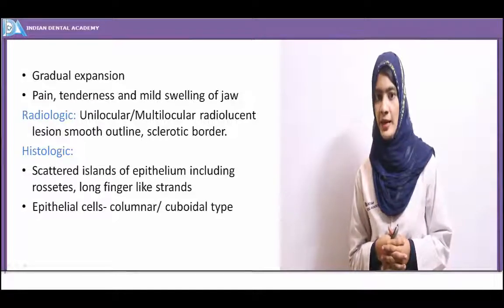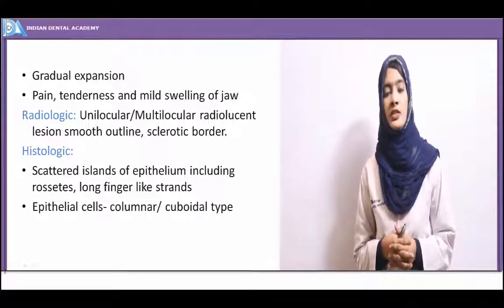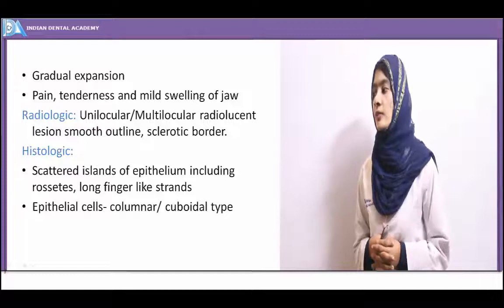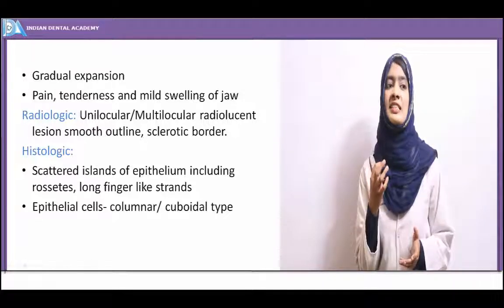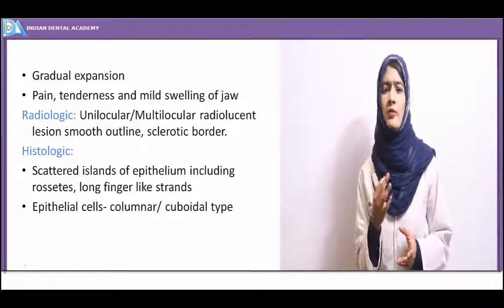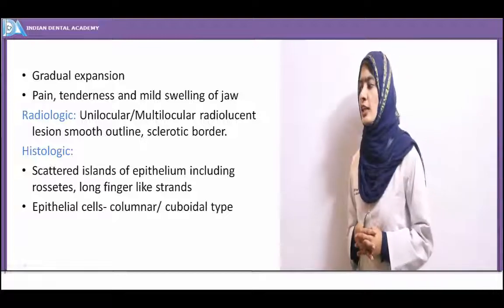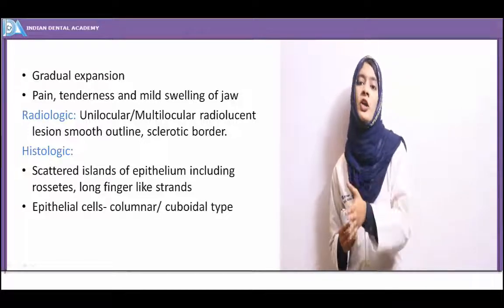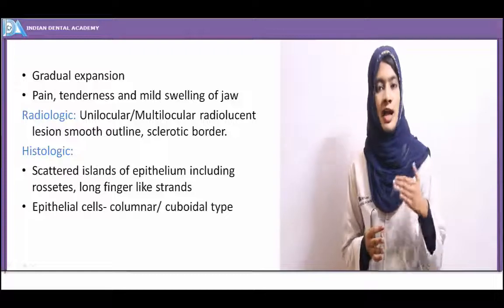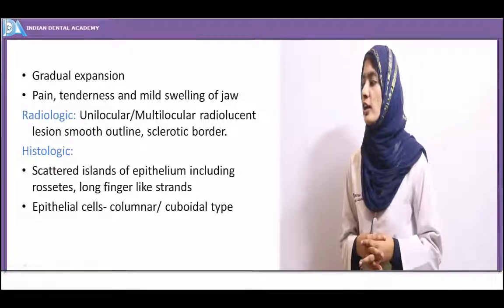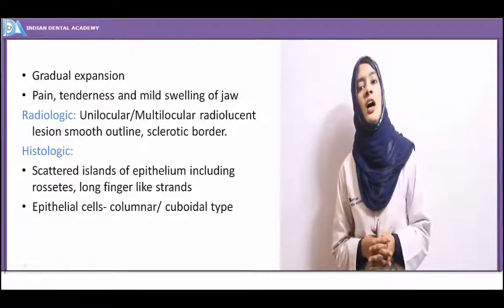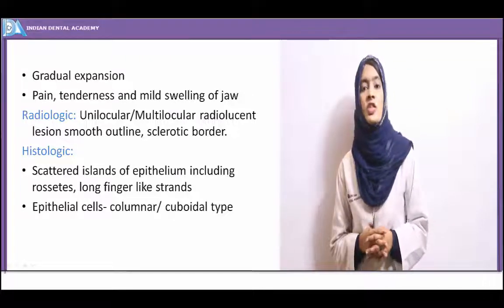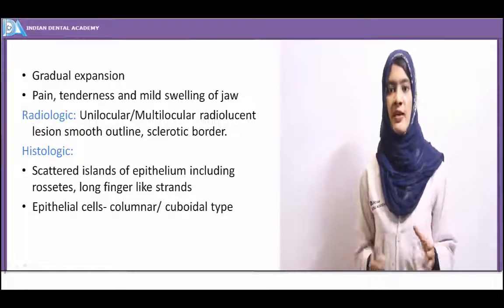Initially it begins as a painless lesion. Again, after some period of time, there is pain, tenderness, and a mild swelling of the involved jaw. Okay, radiologically, sometimes a multilocular radiolucent lesion is seen. Most of the time it is just a unilocular radiolucent lesion with a smooth outline and a sclerotic border. Because of gradual expansion, it has a smooth outline.